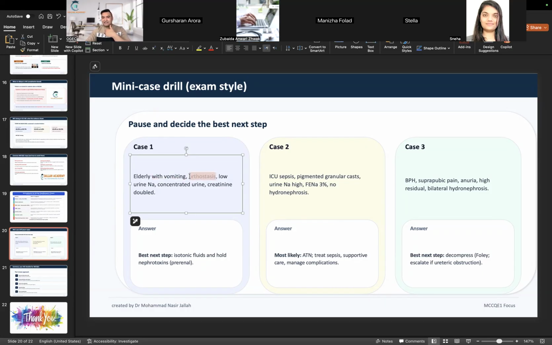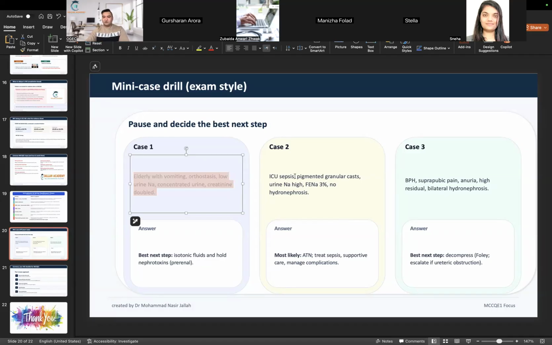What supported? The patient has orthostasis. And what else supported? Low urine sodium, concentrated urine. So my patient has pre-renal acute kidney injury, due to what? Dehydration. So what's my next step? Since it is due to dehydration, I will start fluid and hold any nephrotoxin if my patient is taking. In this case, he's not taking any, so just start the fluid. But if he is, stop it, whether it is NSAID, ACE inhibitor, or ARBs.